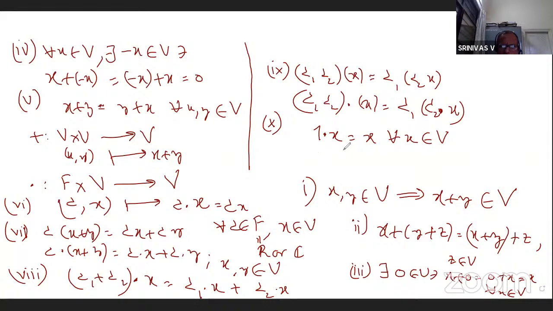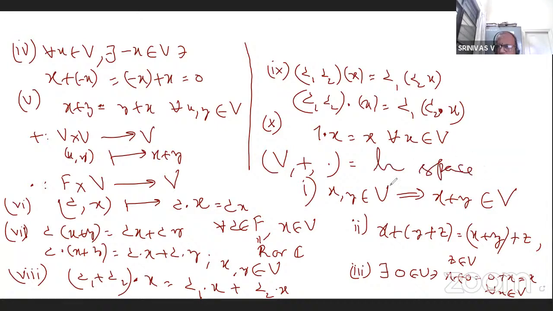So if a non-empty set V with plus and dot satisfies all these properties 1, 2, 3 up to 10, we say this is a linear space. We also say it is a vector space. These two are equivalent and synonyms, over the field F. Okay, let's look at some examples.